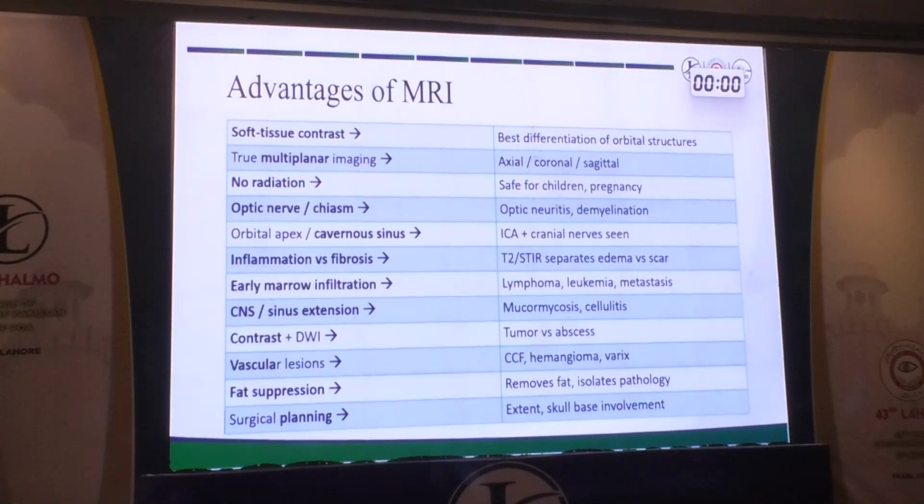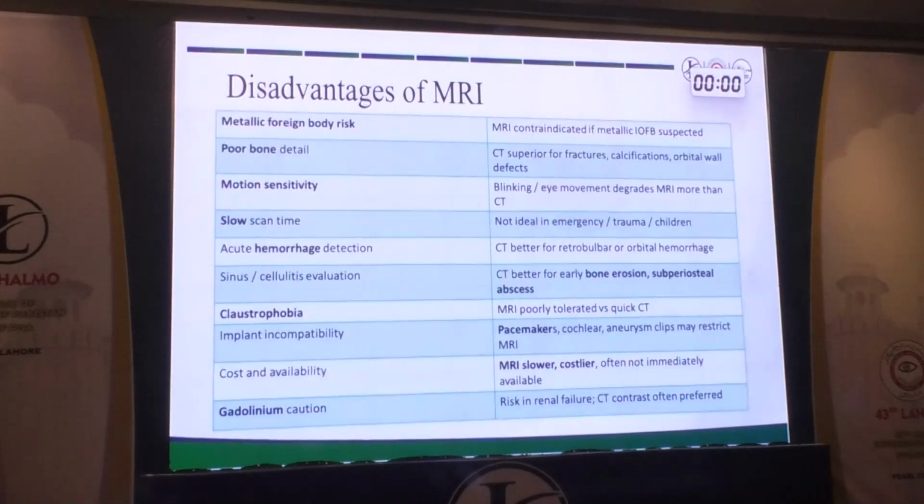Advantages of MRI: we can scan the orbital apex, especially the cavernous sinus. Inflammation versus fibrosis, early marrow infiltration, especially important for lymphoma, leukemias and metastasis. CNS and sinus extension, especially in mucormycosis. Contrast, tumor versus abscess, vascular lesion, fat suppression and surgical planning. It is very helpful in surgical planning.